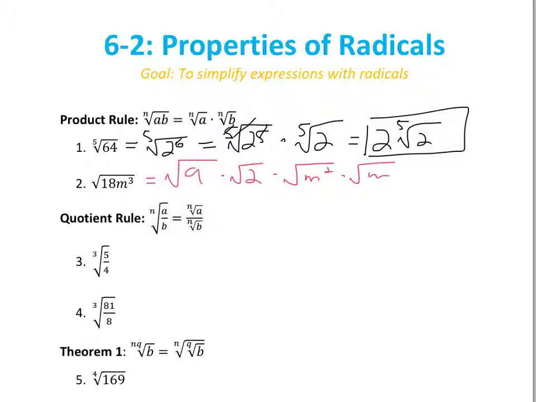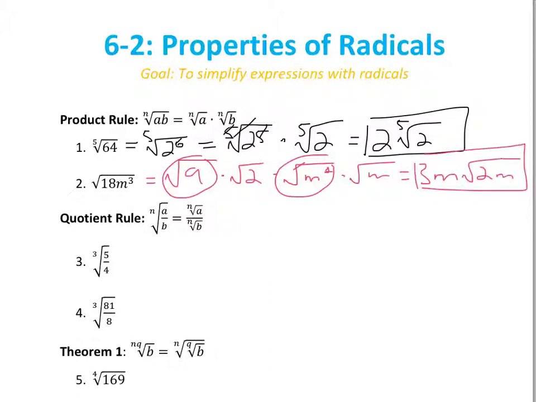So the square root of 9 we know is 3, and the square root of m squared, those cancel out, and we're left with m. So we'll have 3m on the outside, and the square root of 2m on the inside. That's the broken down, simplified version.